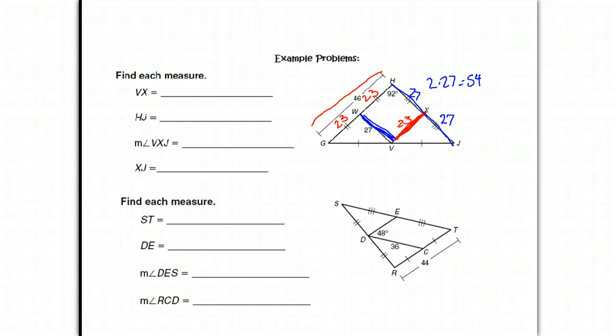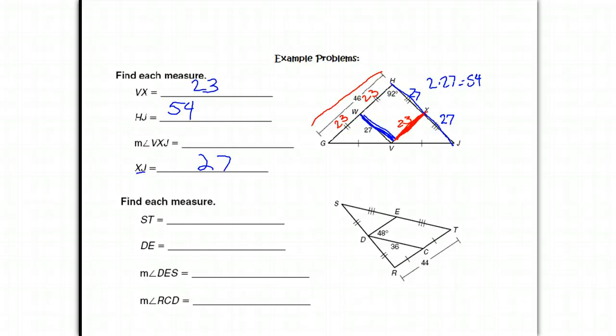Let's see if that helped us with anything. VX, we found that out. That's our red segment, that's 23. HJ is the long blue side on the outside there. That is 54. It was basically two midsegments added together. And then we'll go down to XJ here. We figured that out. XJ is 27.